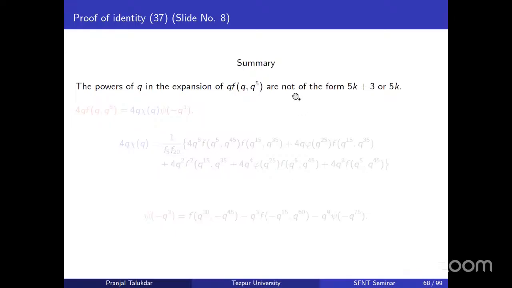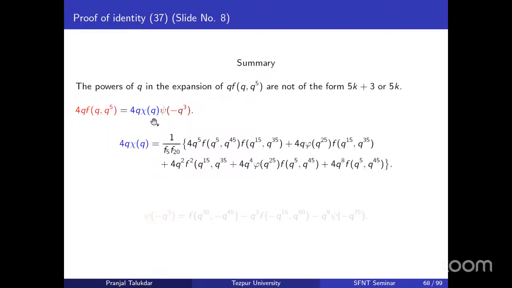To summarize all the things that we have done till now: first, we observed that the powers of q in the expansion of q times f of q comma q to the power 5 are not of the form 5k plus 3 or 5k plus 4. Then we expressed this 4q f as an expression containing chi of q and psi of minus q3. So to find a 5-dissection of this, we may find the 5-dissections of these. Then we have found some 5-dissections of this thing and some 5-dissections of this thing.